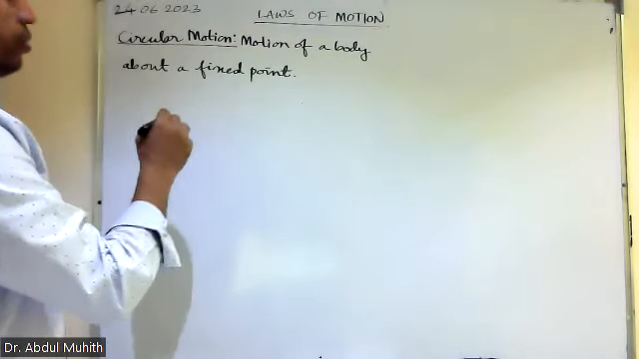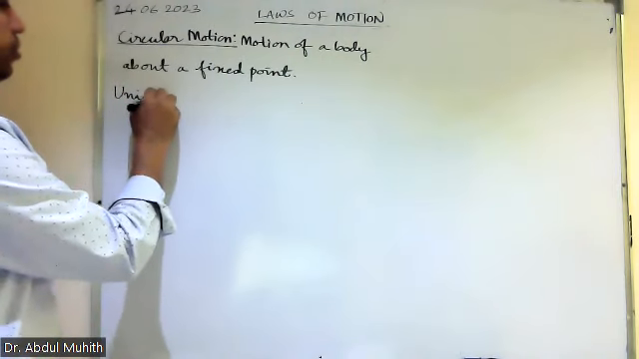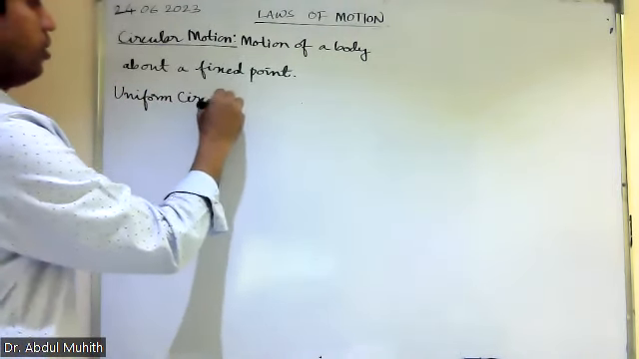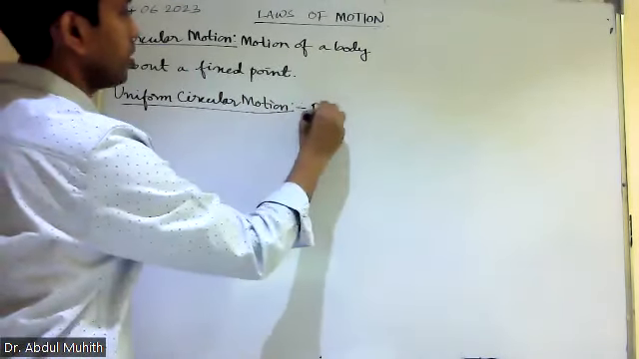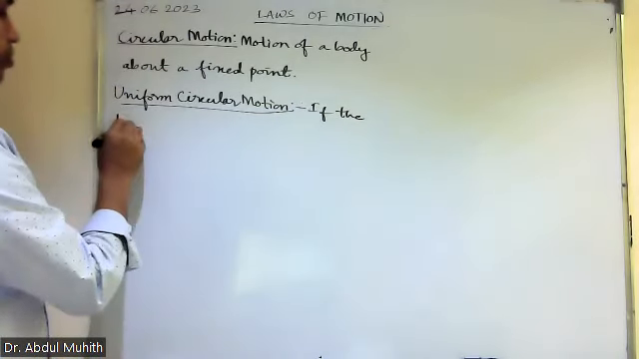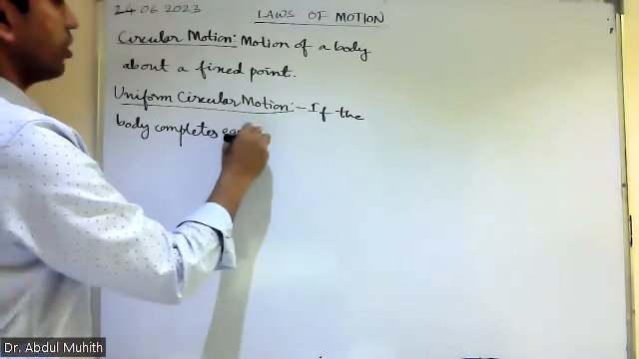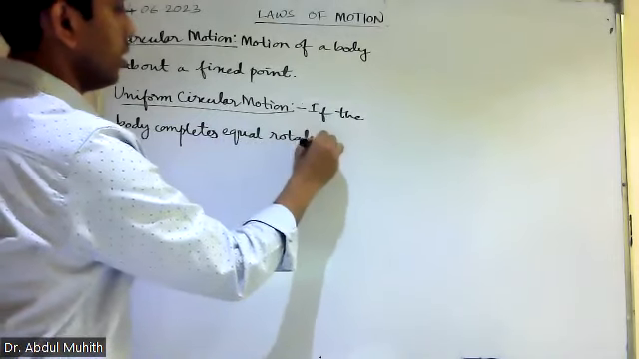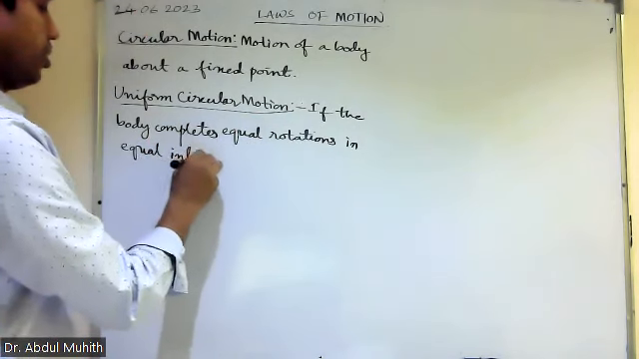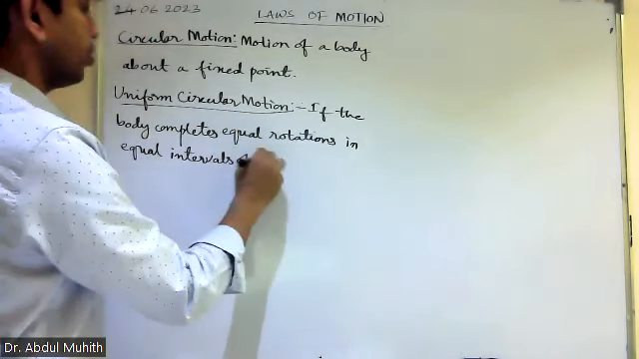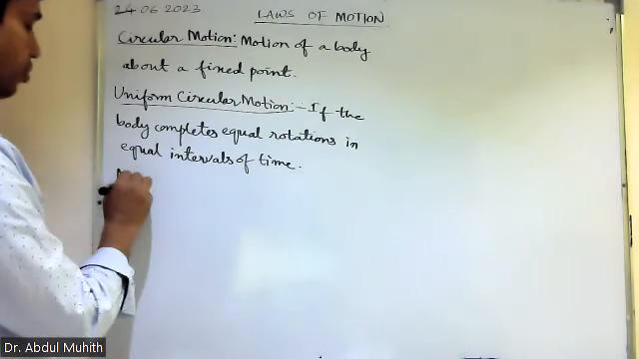Now, uniform circular motion: when a body completes equal rotations in equal intervals of time. Equal rotations in equal intervals of time, that is said to be what? Uniform circular motion.